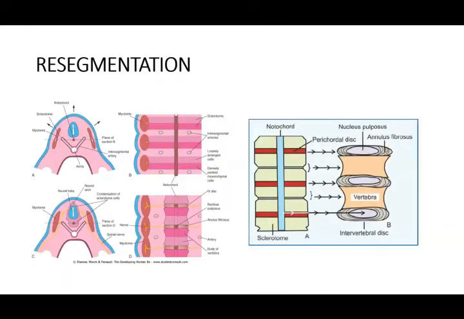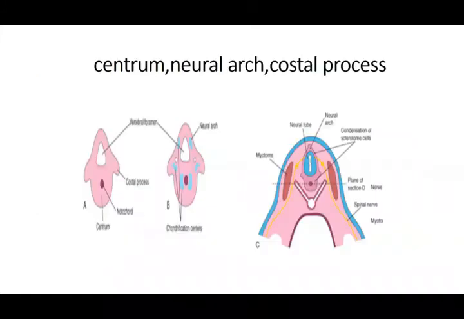This is resegmentation. Initially, you had this light pink and the dark pink. This moved upwards and downwards. The nucleus pulposus is formed and the nerve goes to that level and the blood vessels come into the middle. If you see it in this picture, there is the rearrangement. This also shows you how the sclerotome is moving and changing position, how the nucleus pulposus is formed, the body is formed, and then because of this resegmentation.